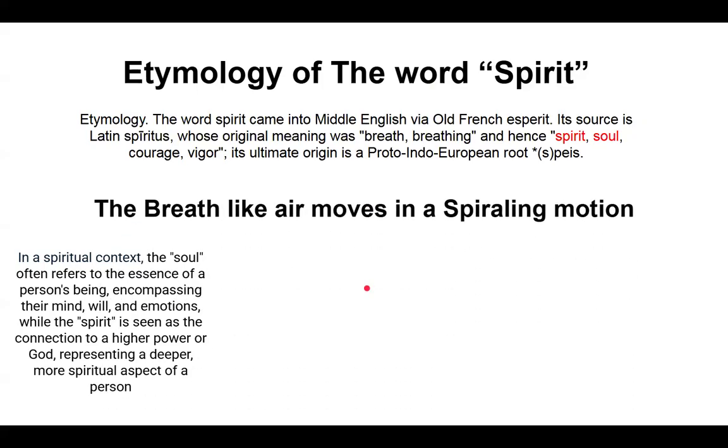So the breath, like air, moves in a spiraling motion. You see the word spirit in the word spiral, right? So in a spiritual context, the soul often refers to the essence of a person's being, encompassing their mind, their will, and emotions, while the spirit is seen as a connection to a higher power or God, representing a deeper, more spiritual aspect of a person. This is what you're going to get as the meaning of these two words. This is bullshit.